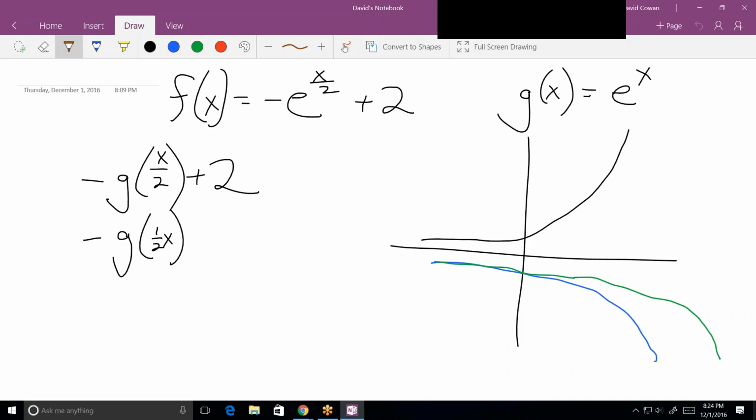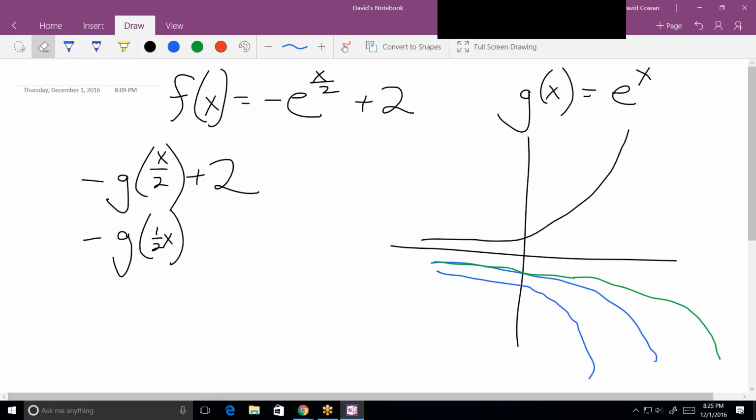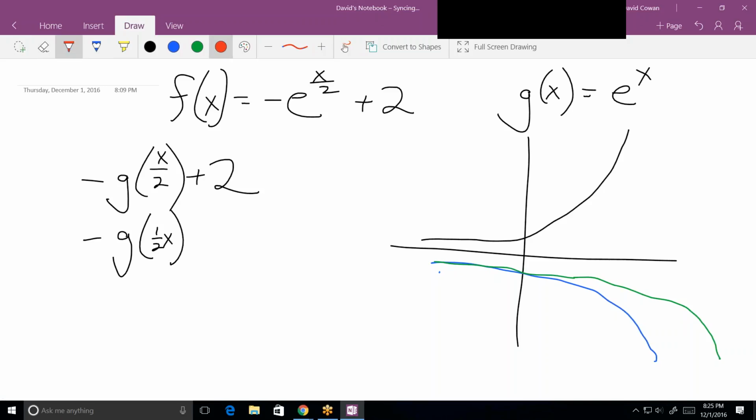If I were to take the blue line and shrink it horizontally, it would look more like that. Right. So the green line stretches it out. And then finally, the last thing we're doing is adding 2, which is what? Vertical shift up. Up by 2.